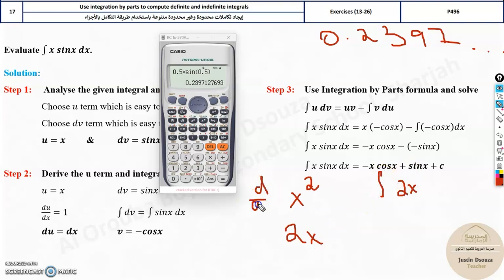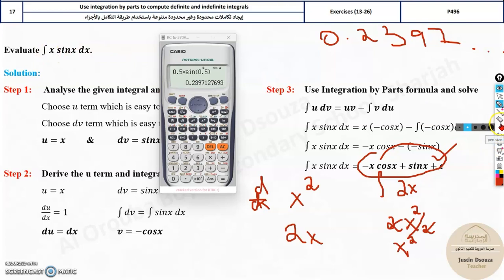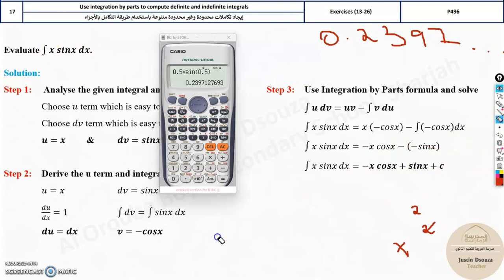Now if I have 2x, what do I do? Integrate. This is d by dx, the derivative. Now integrate. I'm going to get 2x squared divided by 2, which cancels with this, and you're getting x squared. So there is a relationship over here. When I derive x squared, I'm getting 2x, but when I integrate this 2x, I'm going to get back the original, isn't it? So if I integrate this, I will get this answer. Now if I derive this, I should get the same one.